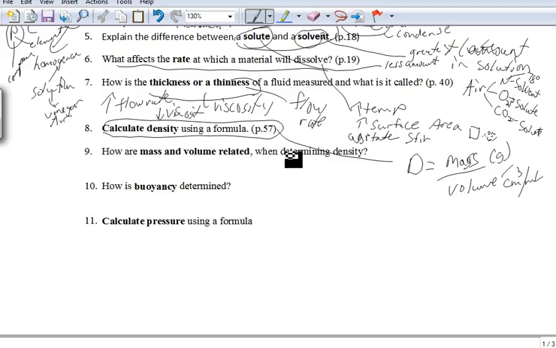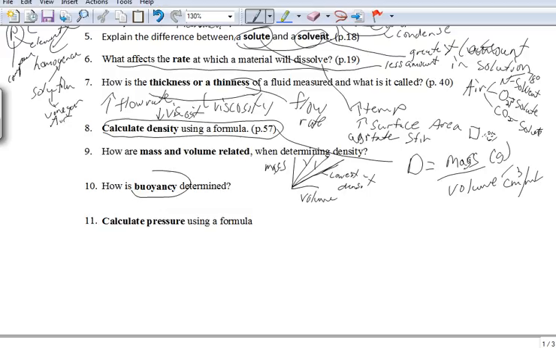How are mass and volume related when determining density? Well, if you graph the volume to mass ratio, you're going to get lines. The steeper the line, the higher the density. So here are 3 lines. This substance right here, this line, that would be the highest density. Second highest, and this line there with that slope would be the lowest density.